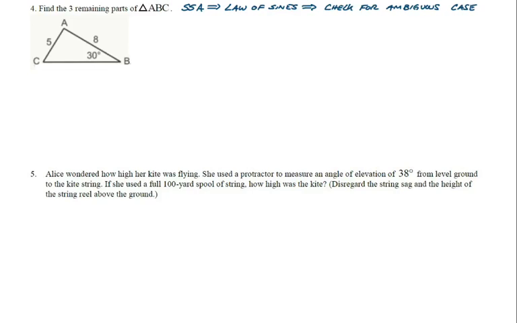So the first thing I would do is set up the law of sines to find angle C. So setup would be sine of 30 degrees over 5 equals sine of C over 8. Multiplying both sides by 8, I would get 8 sine of 30 over 5 equals sine of C. So to find angle C, I would take the inverse sine of 8 sine of 30 over 5, and I should get 53.130 degrees for C.